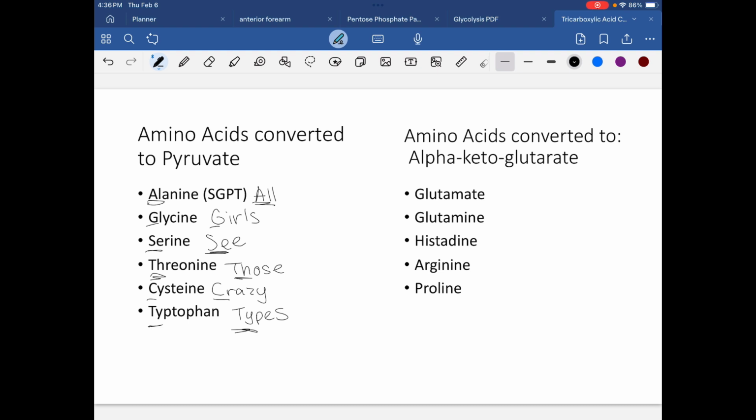I have another mnemonic for this one. It's: go get high after passing. G, G, H, I, A, and P.